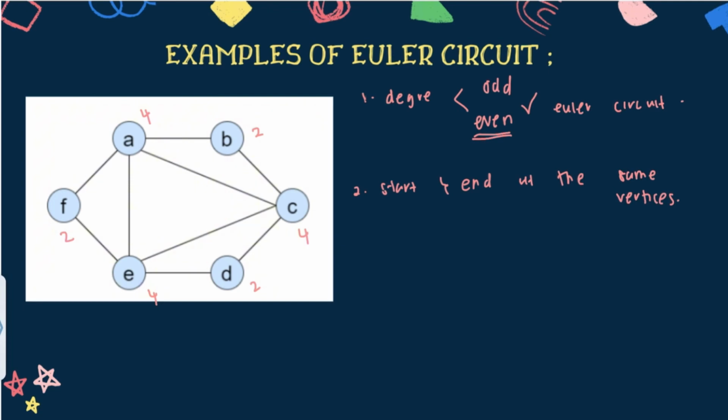So let's redo it. For example, we start from A. A to B, B to C, C to A, A to E, E to C, C to D, D to E, E to F, and the last one F to A. You can see that the start and end points are at the same vertex, which is A. So yeah, this is an Euler circuit.